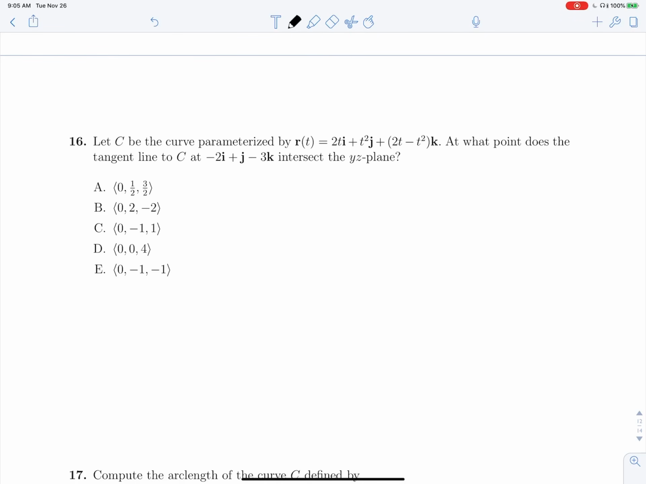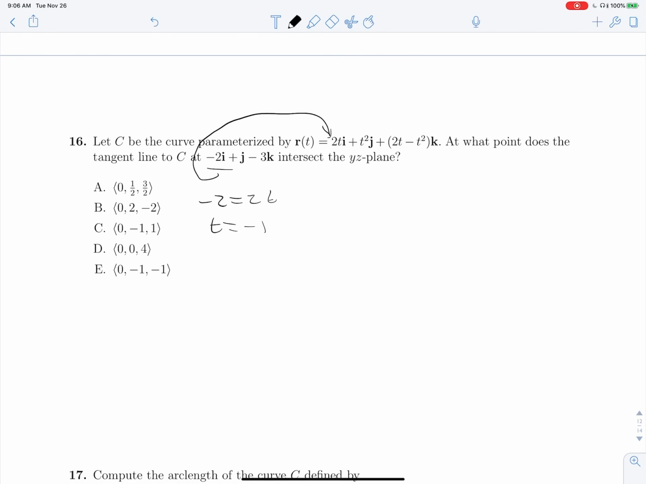Let C be the curve parametrized by this thing. At what point does the tangent line to C at 2, 1, negative 3 intersect the YZ plane? So in order to find this, we have to find the t value for which this is true. And if we look up here, we can just equate our x components. Negative 2 equals 2t, t equals negative 1.